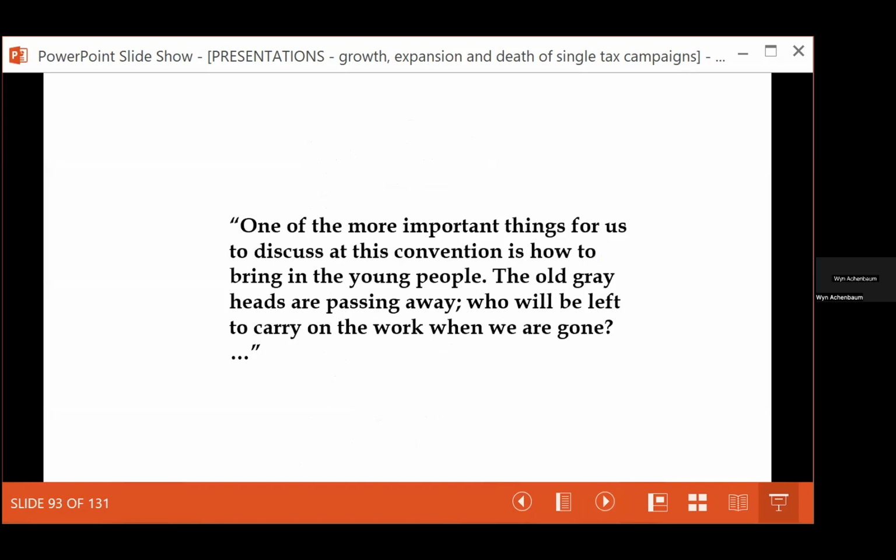One of the more important things for us to discuss at this convention is how to bring in the young people. The old gray heads are passing away. Who will be left to carry on the work when we are gone?